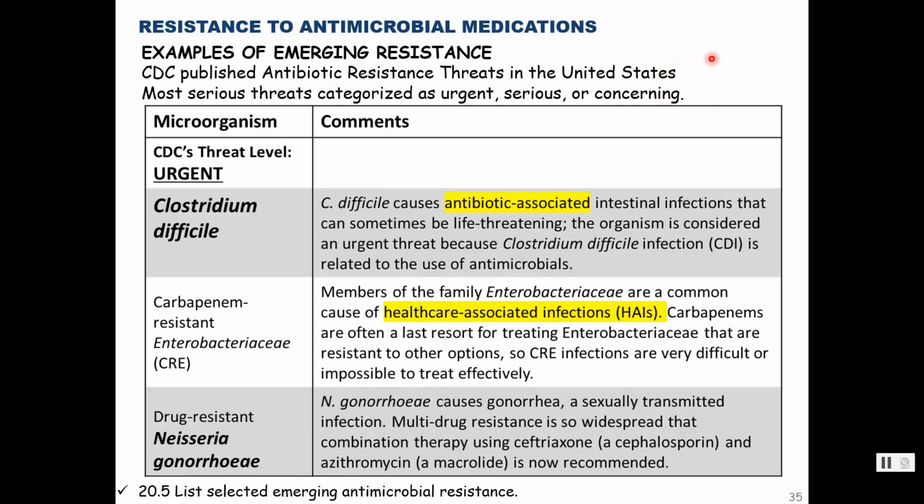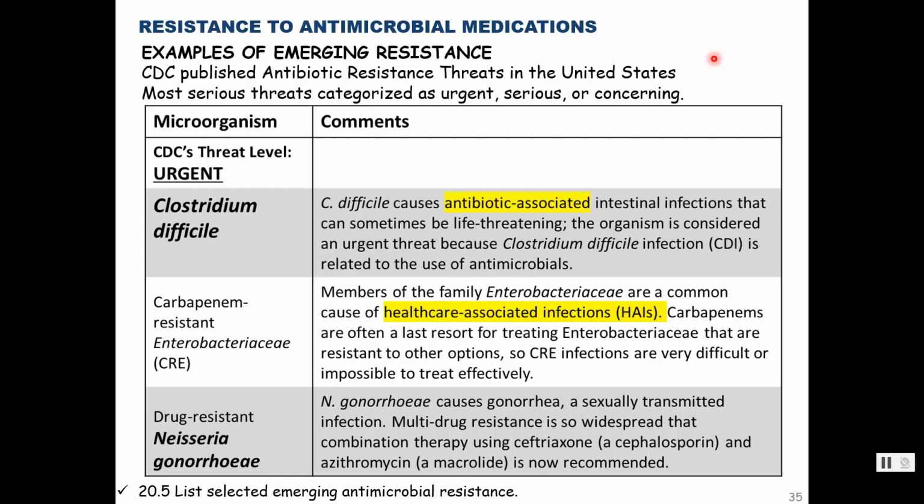All right, so we're almost done. So examples of emerging resistance. There was a big United Nations conference. I believe the first one was in 2013. So this is a big deal. The CDC publishes antibiotic resistant threats in the United States, and they give them categories as urgent threat, serious threat, and concerning threat. And so, no, I don't expect you to know all this.